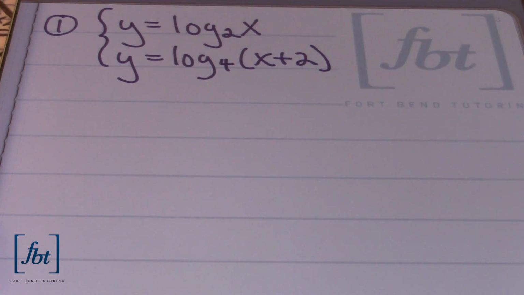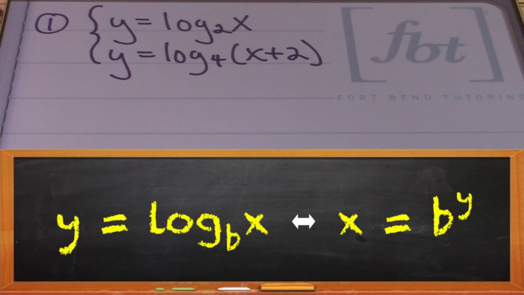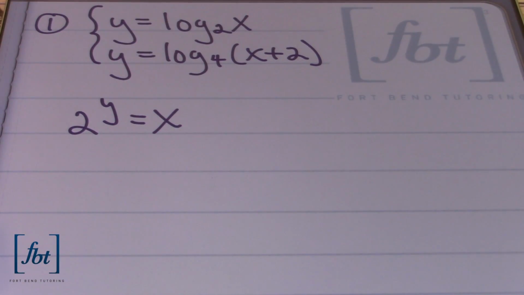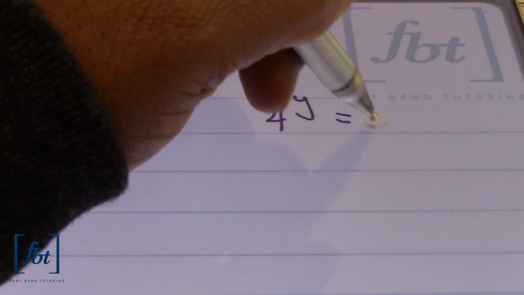So our system has y equals the log in base 2 of x. We have y equals the log in base 4 of x plus 2. So one of the techniques that we'll use a lot in this video is the strategy of converting all of our logarithmic equations into exponential form. So for instance, with our first equation, y equals log base 2 of x, I'll be able to rewrite this as 2 to the y equals x. This is the exponential conversion of that first equation. Looking at the conversion of our second equation, y equals log base 4 of the quantity x plus 2, we'll be able to rewrite this as 4 to the y equals x plus 2.